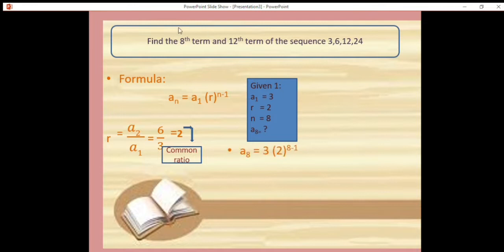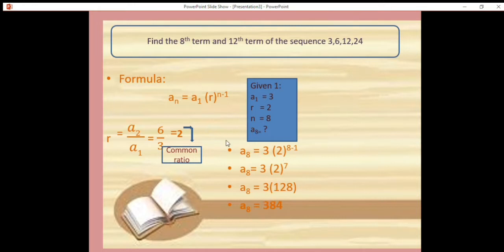So, substitute all the given numbers into the formula. Remember that in geometric and arithmetic sequences, when solving a problem, the first thing to do is subtract the exponent. So, a sub 8 is equal to 3 times 2 to the power of 8 minus 1. A sub 8 is equal to 3 times 2 to the power of 7, because we subtract the 8 and 1. Now, a sub 8 is equal to 3 times 128, because 2 to the power of 7 is equal to 128. Multiplying 3 times 128, the answer is 384. So, our a sub 8 is equal to 384.